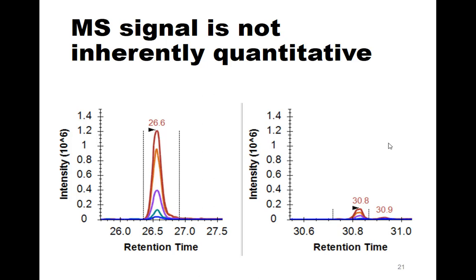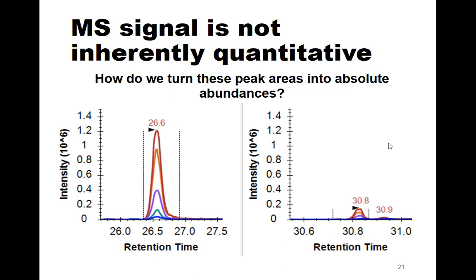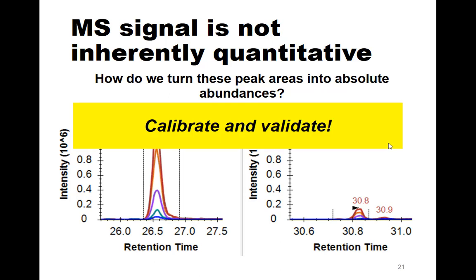So a lot of us might look at two peak areas and say, yeah, those peak areas are different. But how do we turn these peak areas into absolute abundances, absolute quantitative values? The answer that Andy kept repeating over and over yesterday is calibrate and validate. You have to calibrate and validate these signals to something that we know. And he was saying even a single point calibration is better than no calibration.